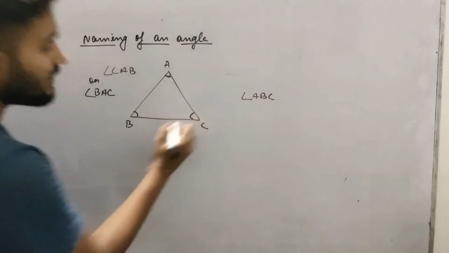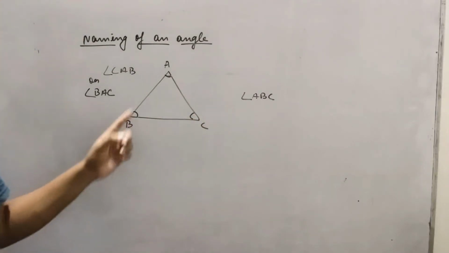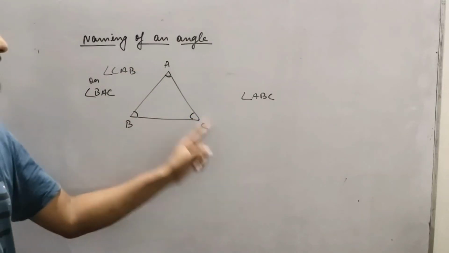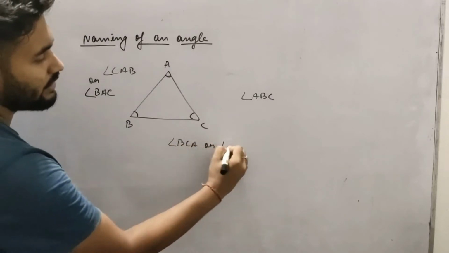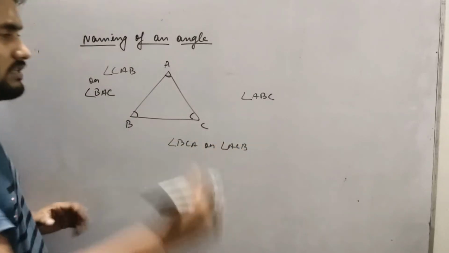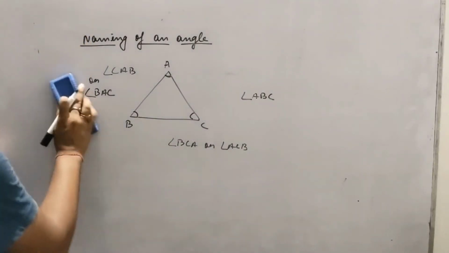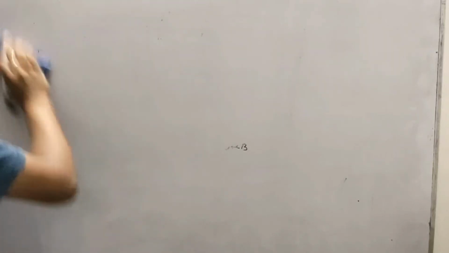Now name this angle. The vertex is C. So the angle will be A, C, B, or B, C, A. So this is the way we name an angle, right? Okay. Now many of you know this thing, how to name an angle.